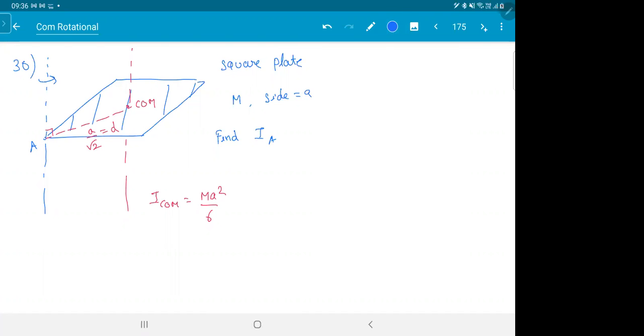Are you getting it? What's the distance between the center and the corner? Half of the diagonal. What is the square's half diagonal? A root 2 by 2, which is A by root 2.